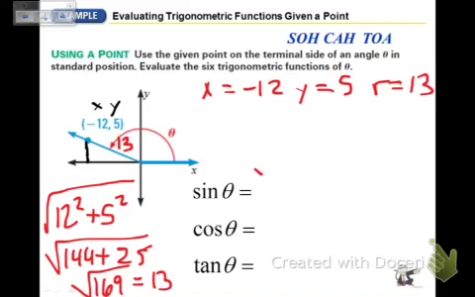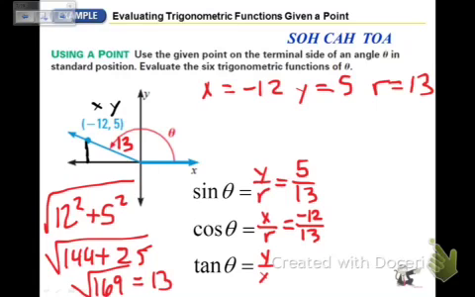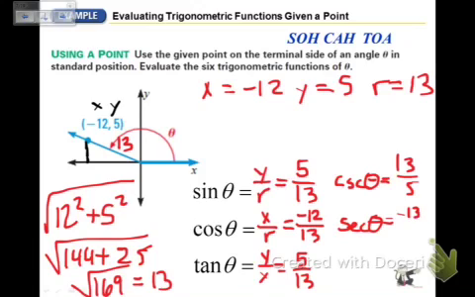So now the sine we said was y over r, so the sine is equal to 5 over 13. The cosine is x over r, which is negative 12 over 13. And the tangent was y over x. I'm just taking those from what I said earlier, which is 5 over 13. And to find the other ones, I just flip it. So the cosecant is 13 over 5. The secant is negative 13 over 12. Notice it still stays negative. And the cotangent of theta is 13 over 5. And there are our answers right there.